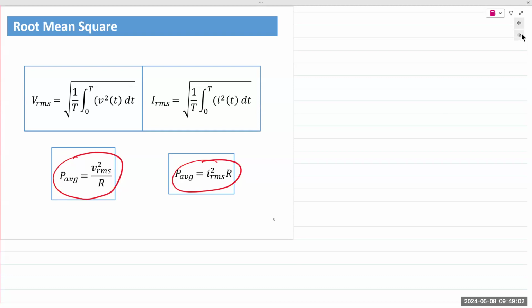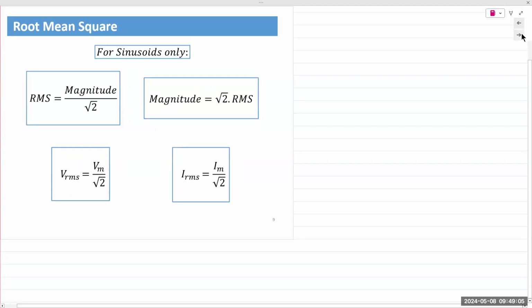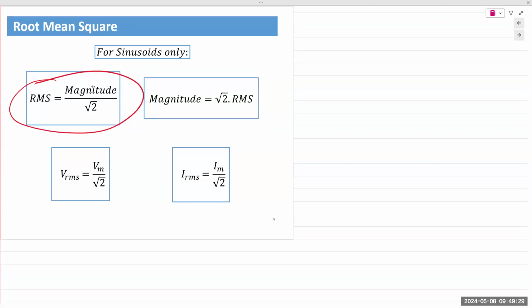When you solve this equation for sinusoidal waveforms, meaning you plug in V of t as sine of omega t, and you solve it, there's a derivation. If you wish, you can stop by my office and I'll go over the derivation with you. It's nothing too strenuous, 4 or 5 steps. The relationship you obtain gives you the RMS value is the magnitude, or the peak value, divided by root 2.